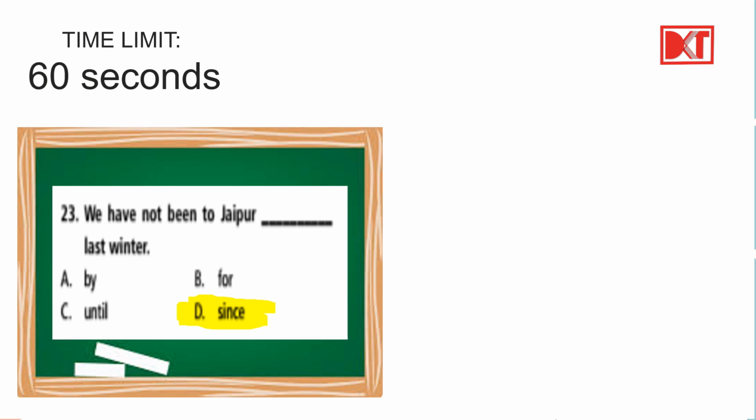Others you see: by is used to talk about certain means or methods. Then for is used for a certain duration or purpose. Then until is used as a conjunction of time, like until this happens, or like a condition also. Right.